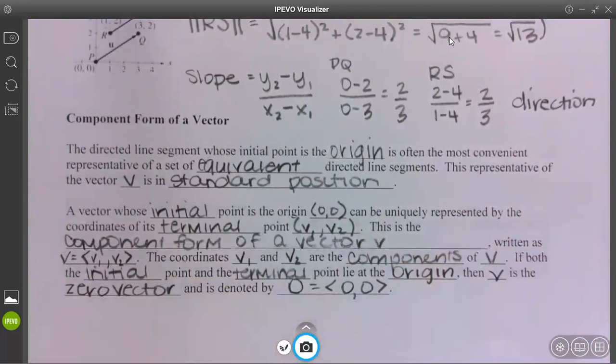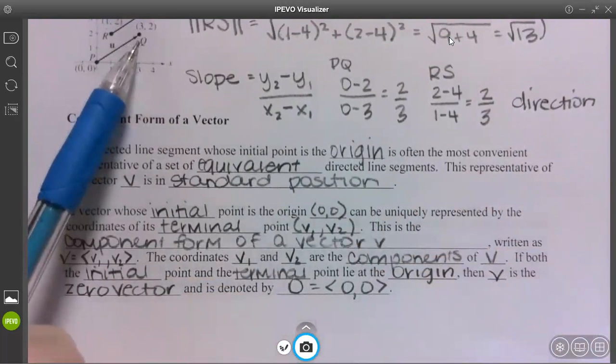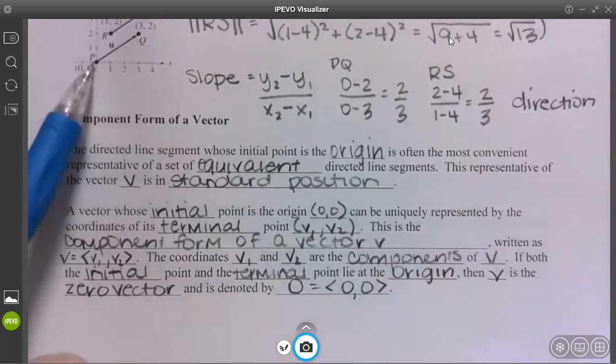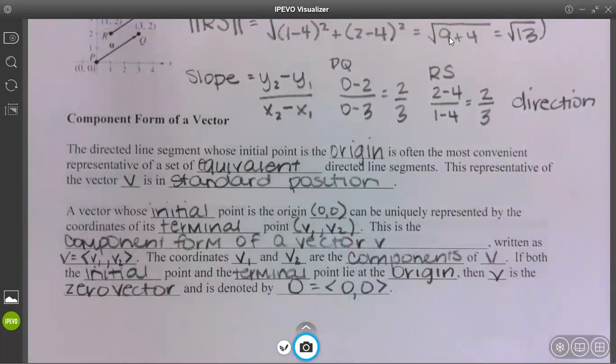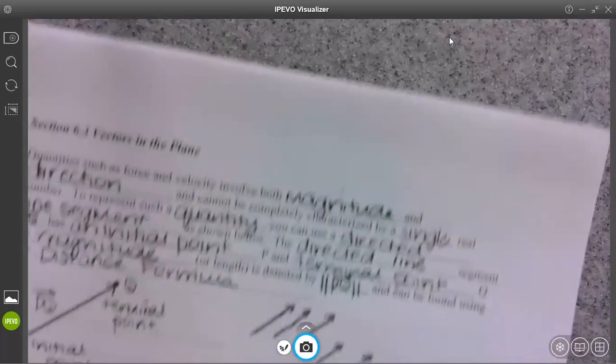So again, remember your initial point is where you started, your terminal is where it ends. If we look back at that figure, it started at P and it ends at Q. What this is saying, if it starts at P and ends at P, so that is your initial and your terminal, then it didn't go anywhere. So there's going to be no magnitude and there's going to be no direction. So that's why it's going to be 0, 0.